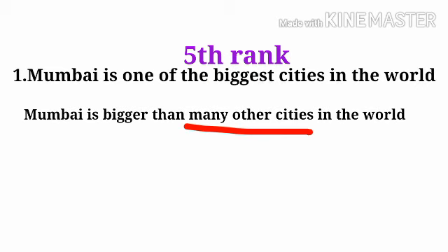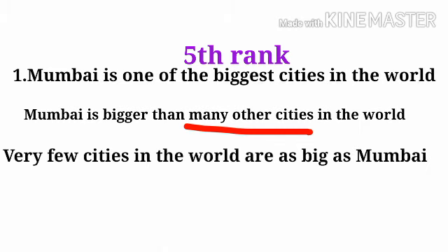Now let's do the positive form. In order to do the positive form, it is very essential that you begin with the other part of the sentence. And moreover, when you are beginning with positive form for 5th, 6th, 7th, 8th rank, etc., how will you begin? Very few, right? So what will be the answer now? Very few cities in the world are as big as Mumbai.